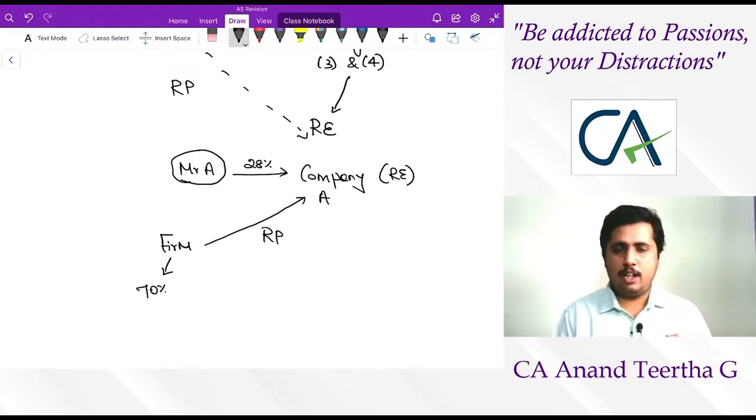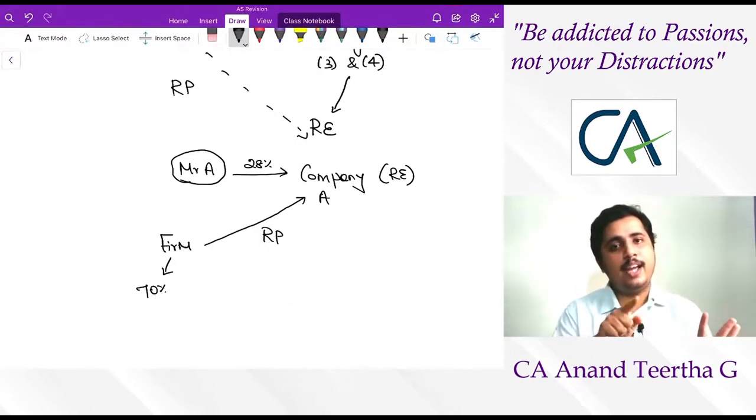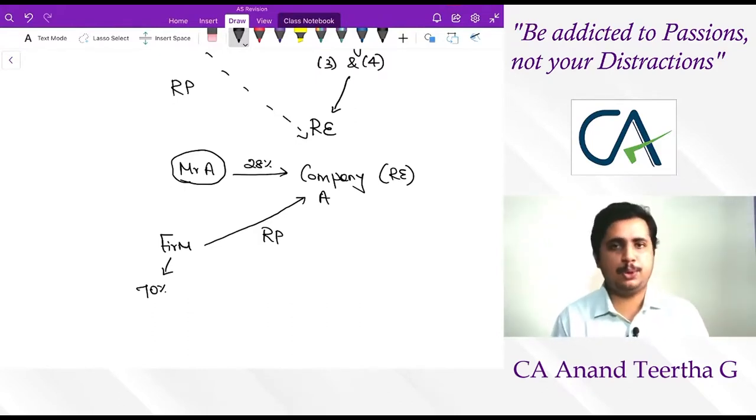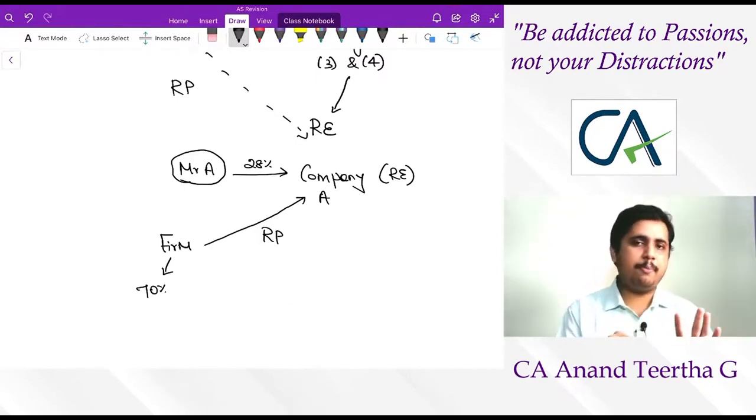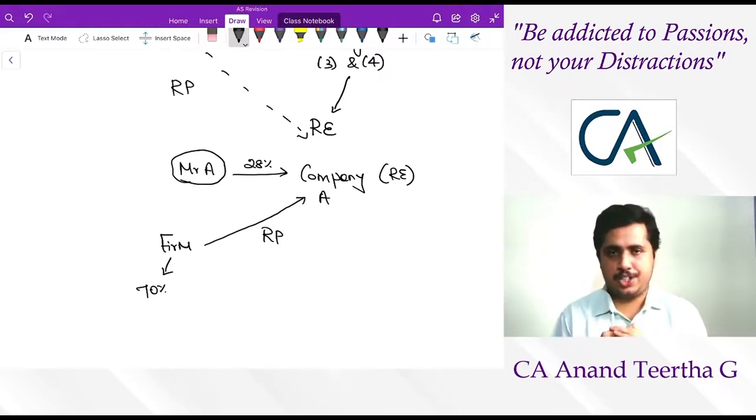1, control or getting controlled or common control. Number 2, associate or joint venture. For associate connected to investor, joint venture connected to venturers are related party. 3, individual along with relative exercises control or significant influence on the reporting enterprise. 4, key managerial personnel and relatives. 5, enterprise through which it is supposed to be done. So those are the 5 points covered under related party relationship.